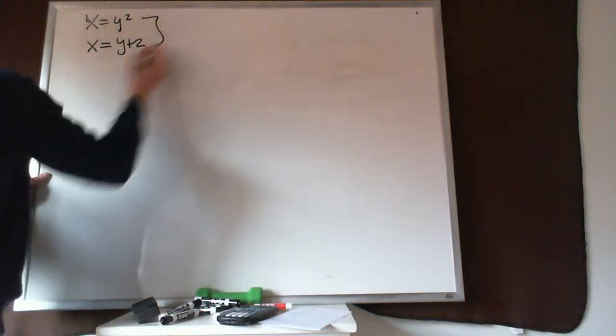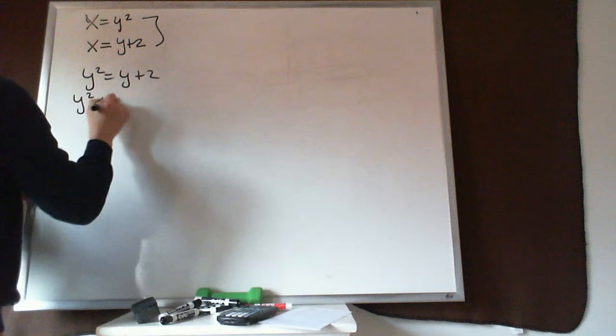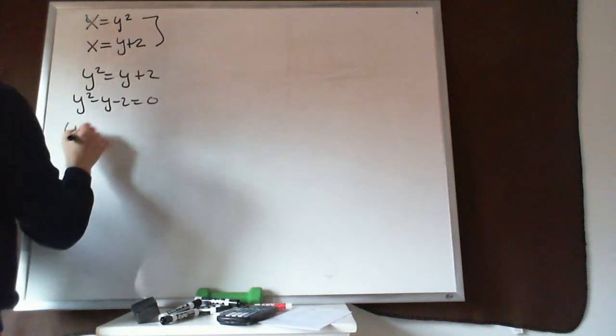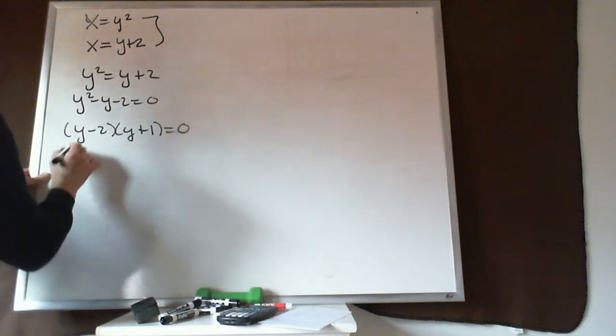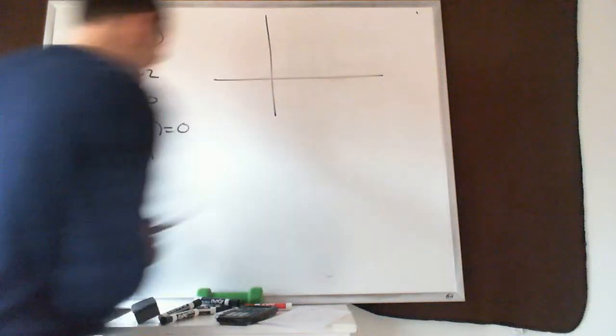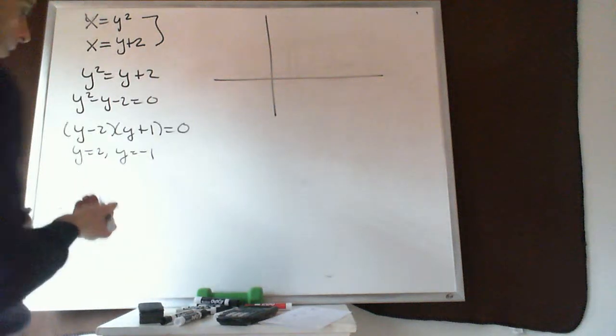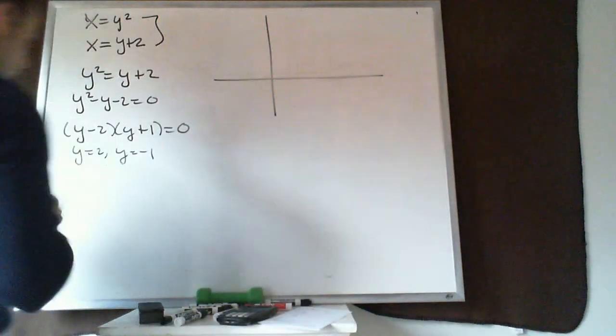So now I'm going to set these equal to each other, set it to 0, and factor. So then I'll get y equals 2 and y equals negative 1. Now how do we set this up? Well, everything's just in terms of y now instead of x. So this is not good.